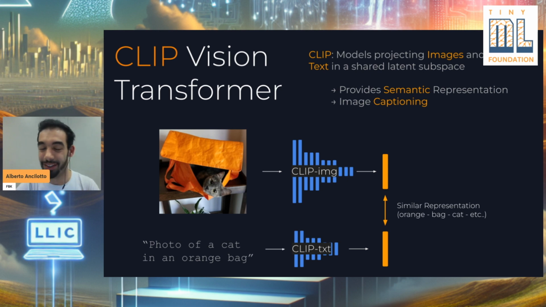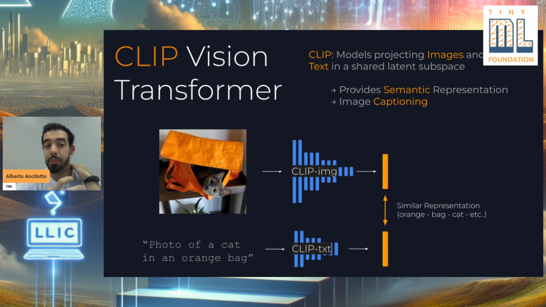It's a very complicated way of saying that they are just obtaining the same representation for the image and for the text. You can imagine, for example, these orange features that you see containing the concept of orange, of bag, of cat, and they are the same features extracted from both the image and the text.